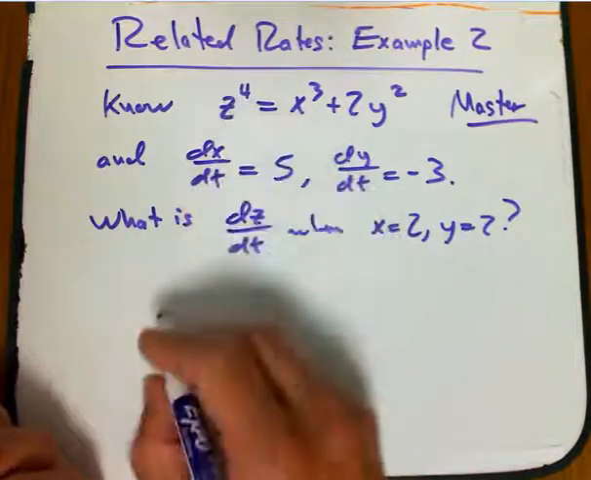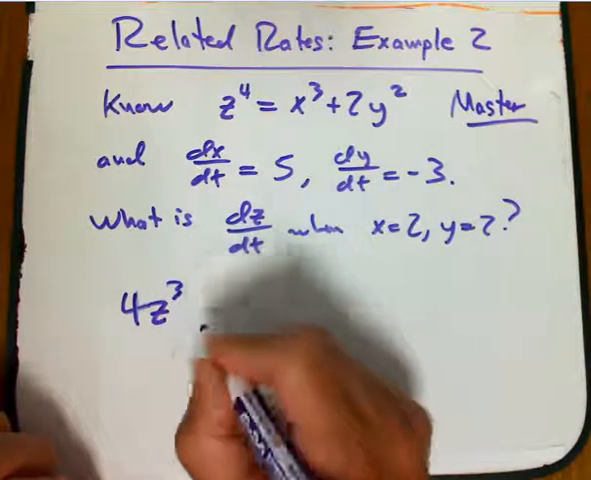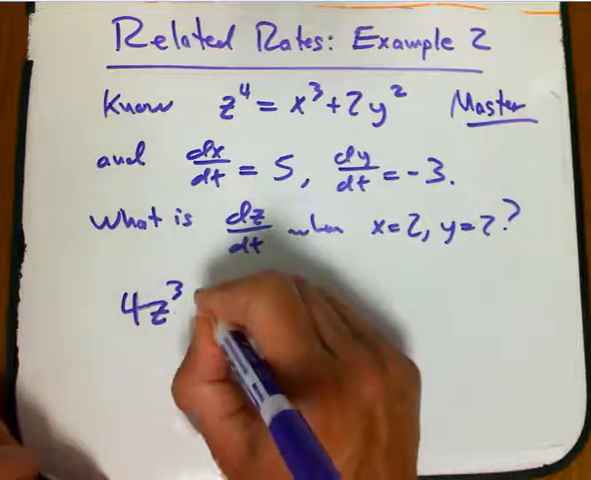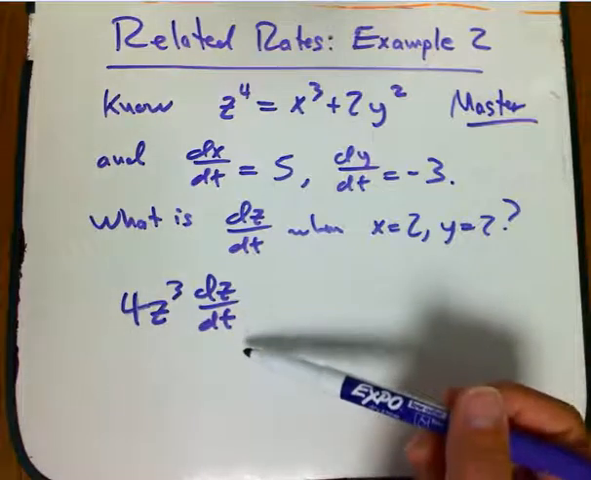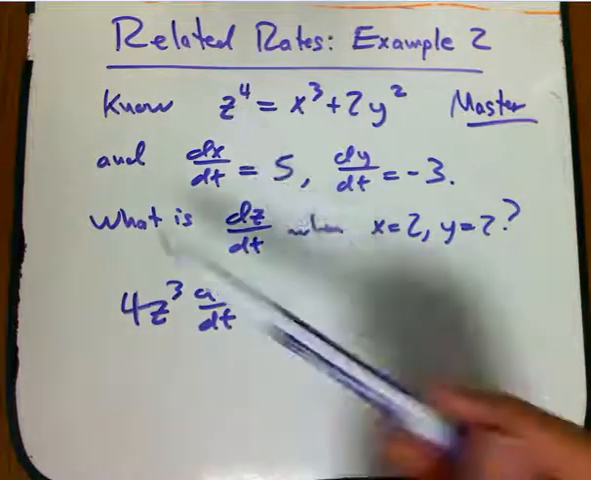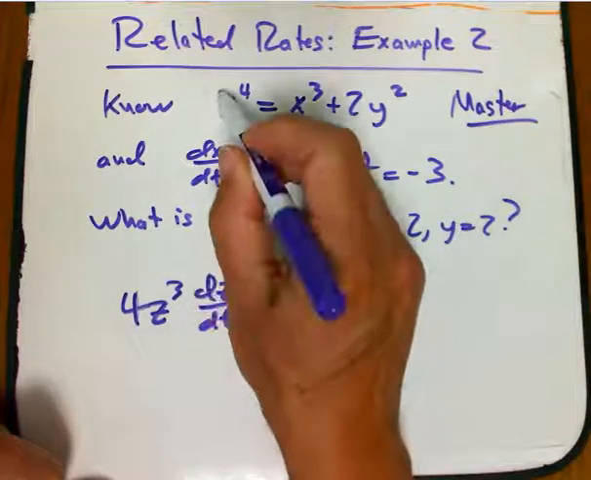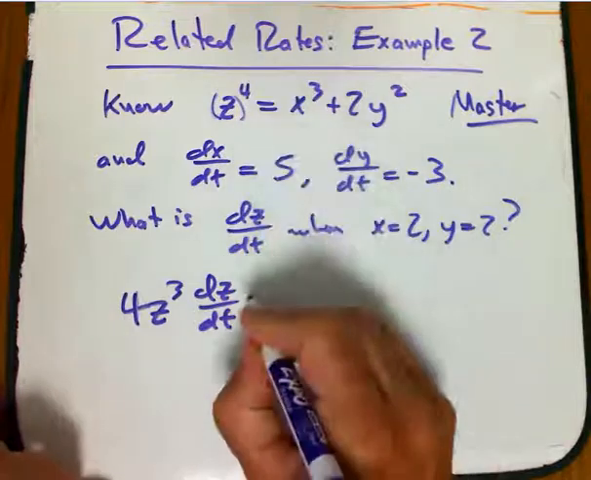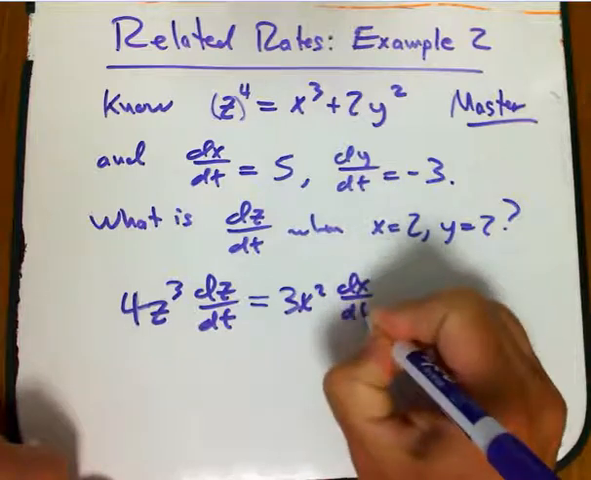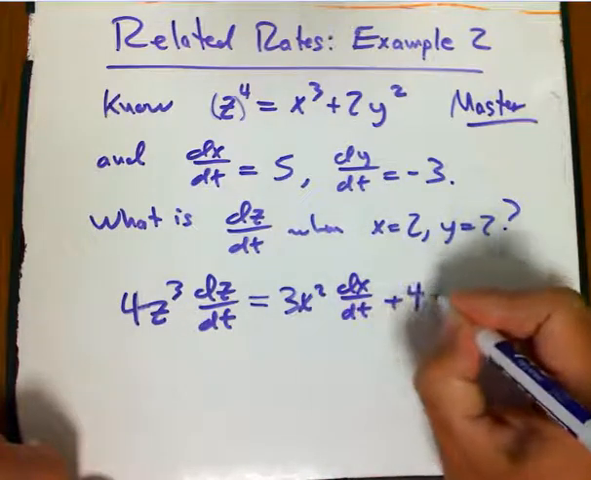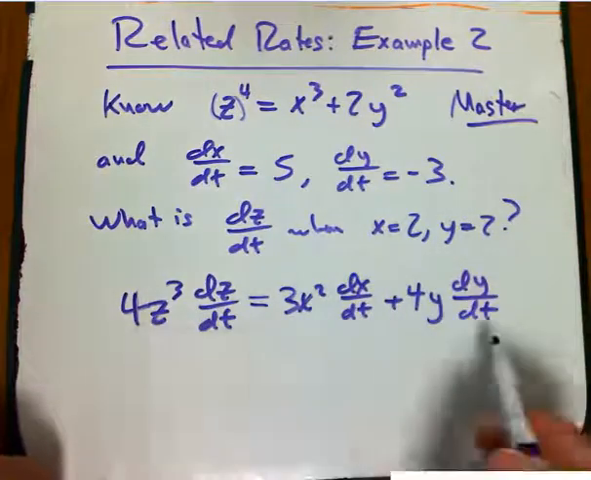We're going to differentiate the master equation using the chain rule. So the derivative of something to the fourth is 4 times that thing cubed, but then times the derivative of what's inside. Even though it doesn't look like it, because we're differentiating with respect to t, z is really a function of t. It's a variable quantity that depends on time. So this is really a function inside of a function. Similarly here, this is going to be 3x squared times the rate of change dx/dt, plus 2 times 2 is 4, times y times the rate of change of y with respect to t. So there's our differentiated master equation.